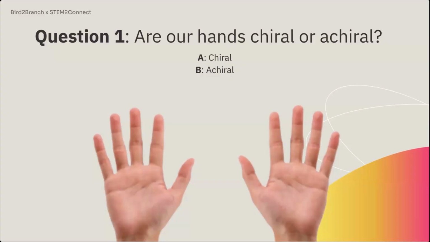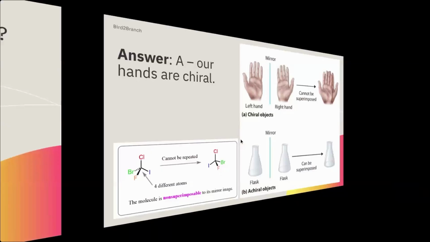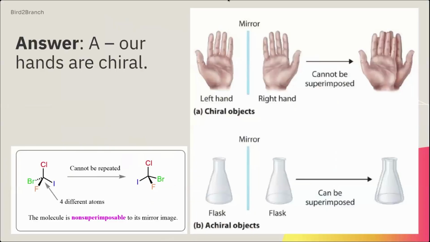Okay, I see an overwhelming amount of A's and essentially no B's. And you guys are exactly correct. Our hands are chiral, and not just because I gave it away in the previous slide, but also because if you look at your hands side by side, your left and right hands are mirror images of each other, but they're not identical.